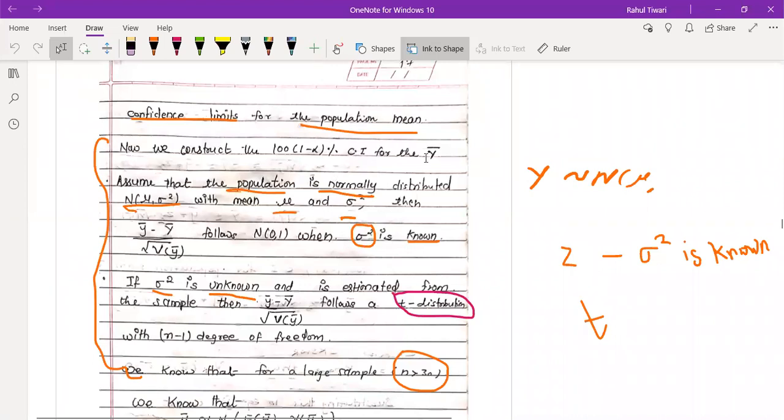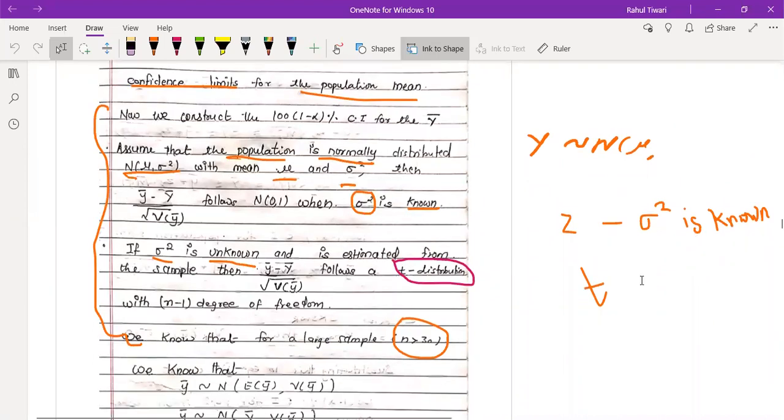And we have seen two cases: if sigma square is known, and if sigma square is unknown. If I'm using t here, then sigma square is unknown. So make sure that you know both. If sigma is unknown, you can go for t. If sigma is known, you can go for z.